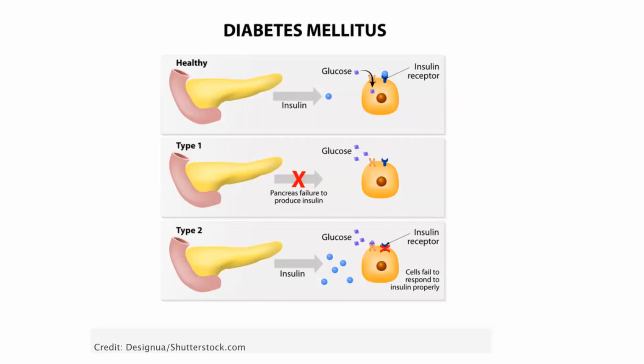And in type 2, the pancreas is producing insulin, but there is a faulty receptor. The insulin is being released by the pancreas, but the cell fails to respond to the insulin properly, and that prevents the body from reducing blood glucose levels effectively.